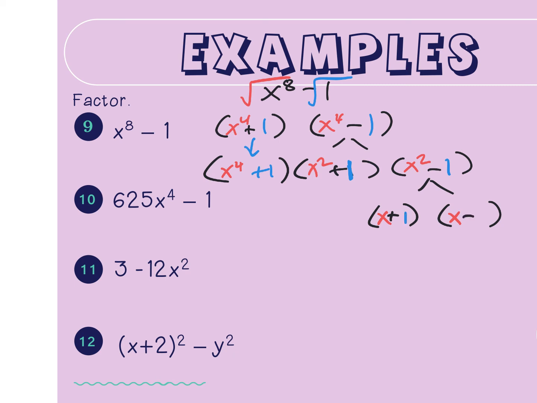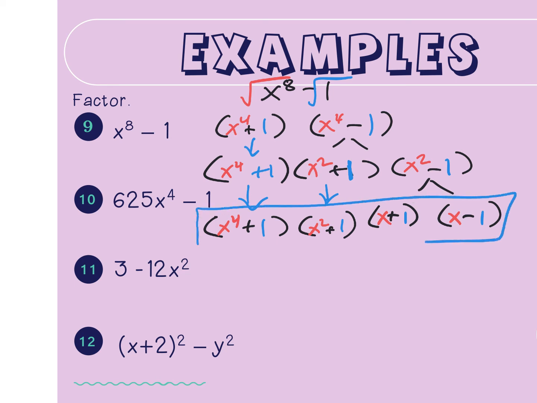And again, keep bringing down all the other ones. So these are still in your answer. So we still have these two. So the final factored answer here for this is going to be x to the 4th plus 1 times x squared plus 1 times x plus 1 times x minus 1. And that will be the final factored answer for this.